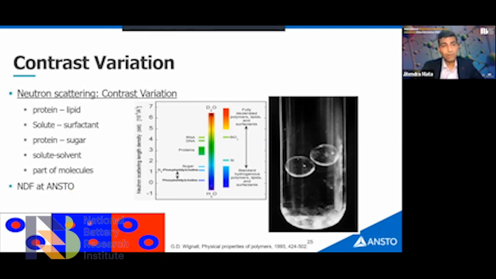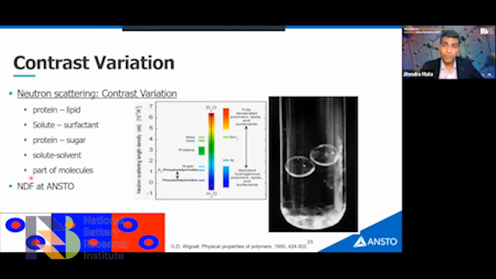For example, one of the research projects which we did is the solubilization of a drug molecule within a drug carrier. Now, the drug carrier is a surfactant. It forms core-shell micelles. So we were not sure where this drug actually partitions. Does it partition in the core or does it partition in the shell? By doing this kind of contrast variation, we can locate where the molecules are.